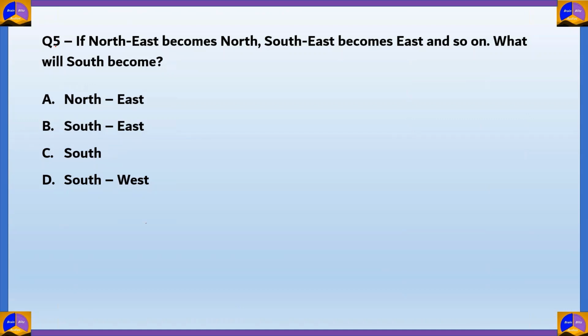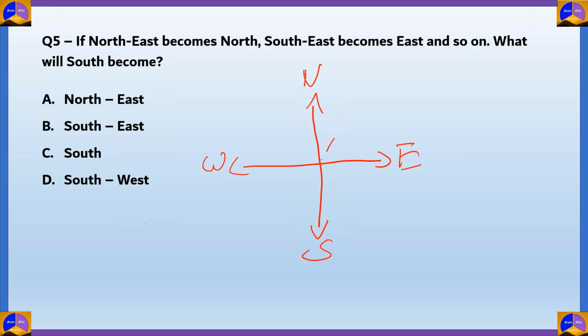Now, this is our last question. If northeast becomes north, southeast becomes east, and so on, what will south become? Option A, northeast. Option B, southeast. Option C, south. And option D, southwest. Now, let's draw the direction diagram for this question. Now, these are the main directions: north, south, east, and west.